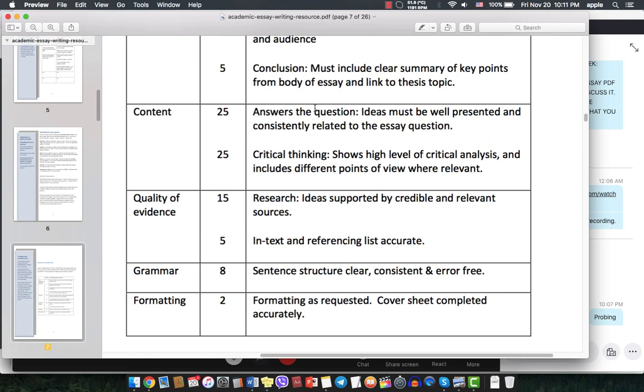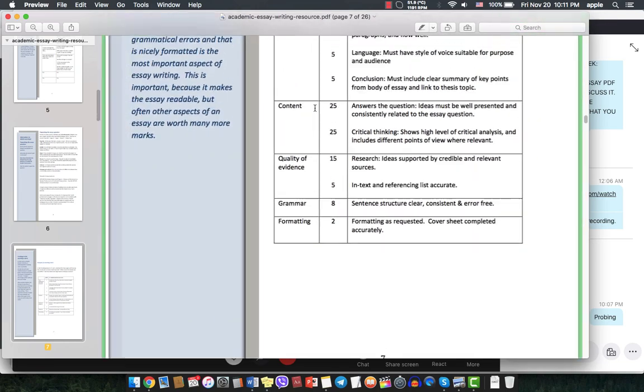You are not required to recall any specific data or any specific dates for that purpose, but presenting something in a very logical way is going to help instead. For grammar, it's very clear. It should be structured, clear, consistent, and error-free. Formatting as requested, we don't need that for formatting. That's the point that I wanted to mention here.